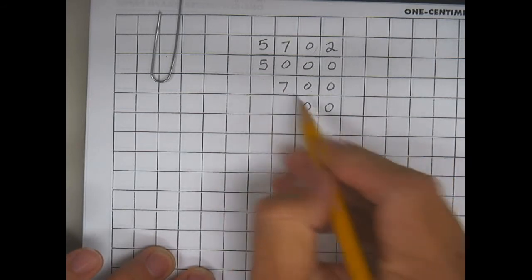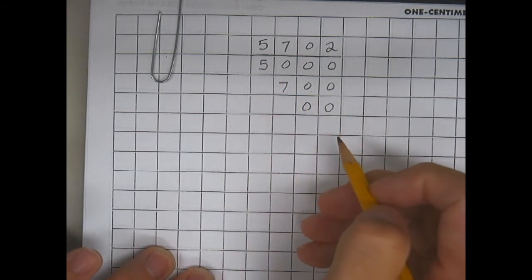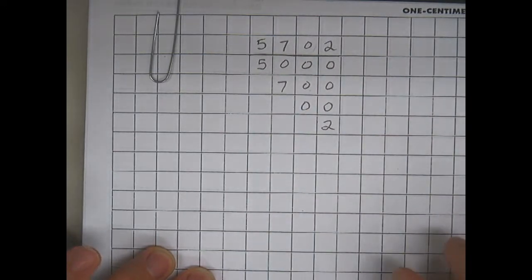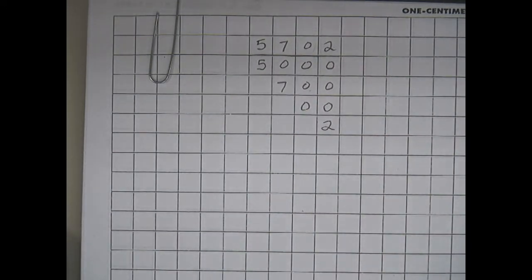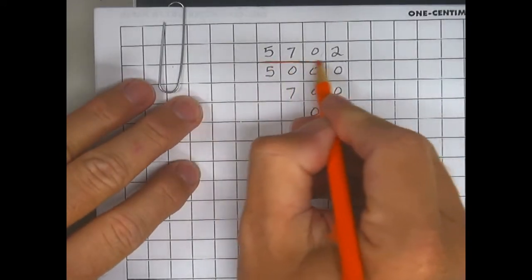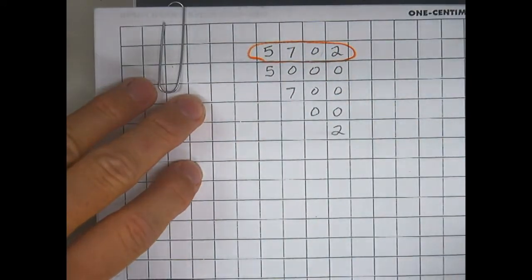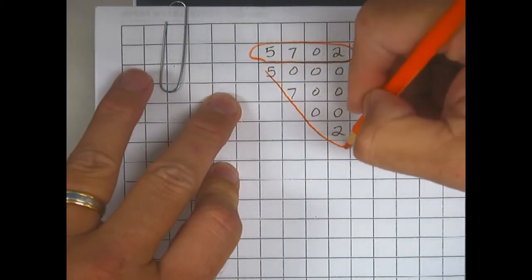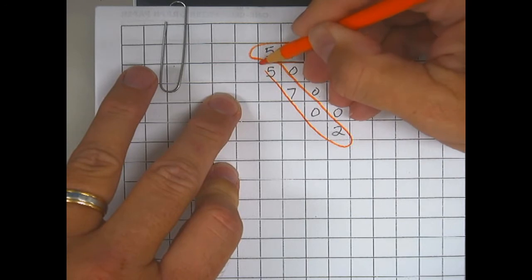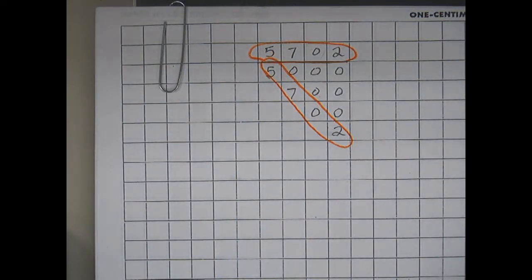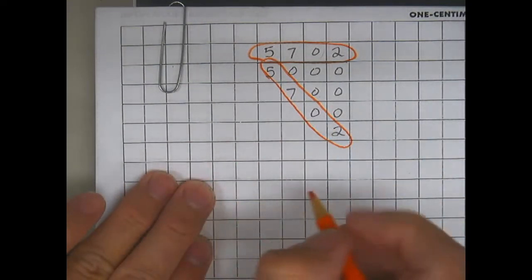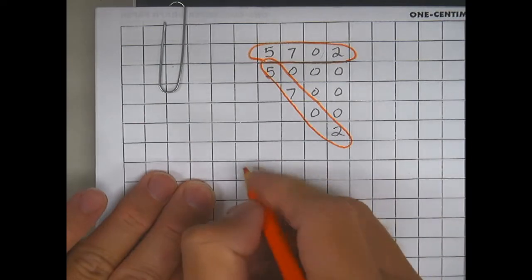But for right now, it keeps us from messing up, is what it does. And then here is the 2 right here. So if you look at the 5,702, it is the same going diagonal this way. And that helps us to make sure that we have all the proper digits in all the proper places.